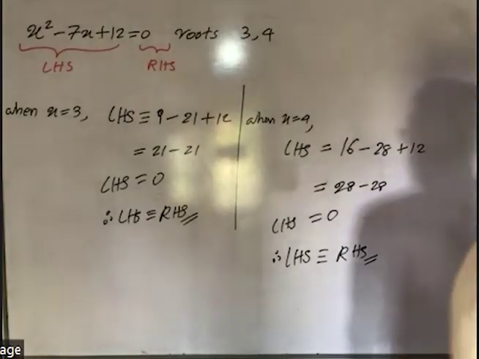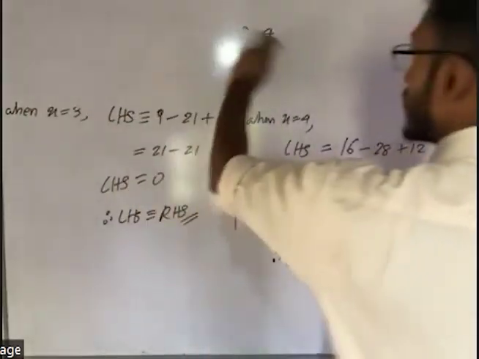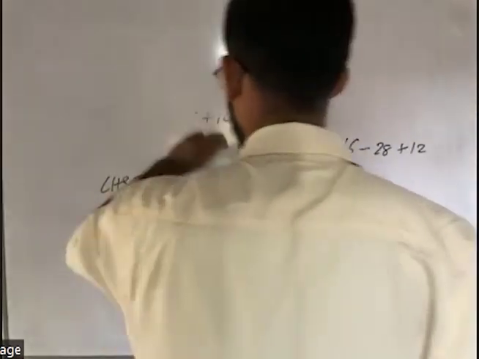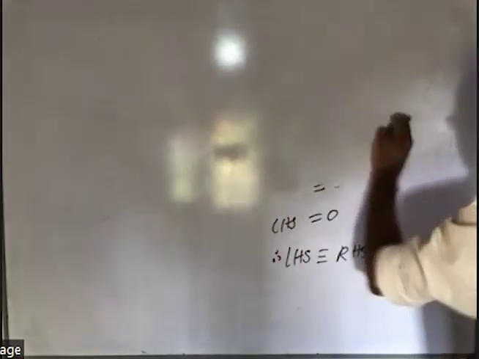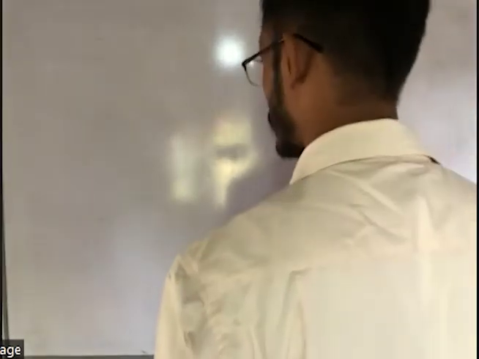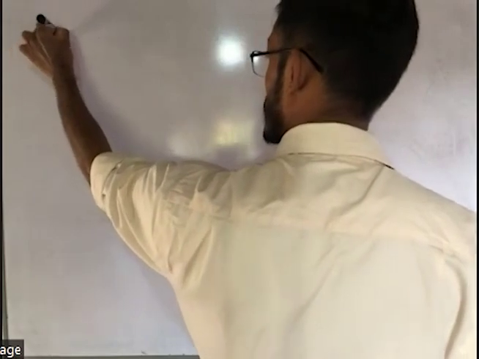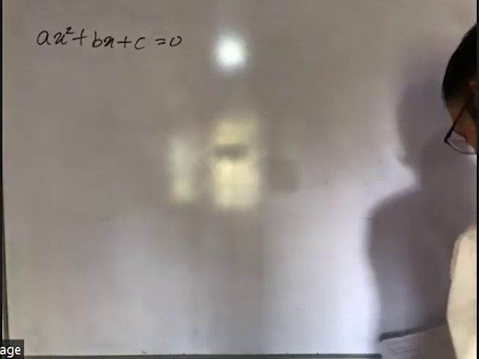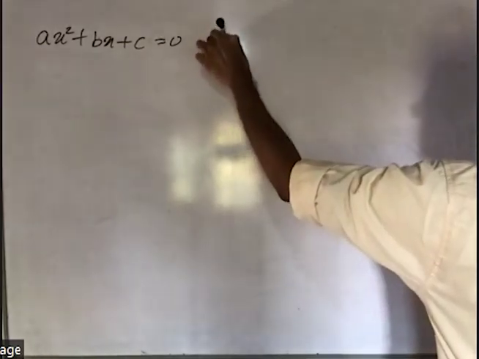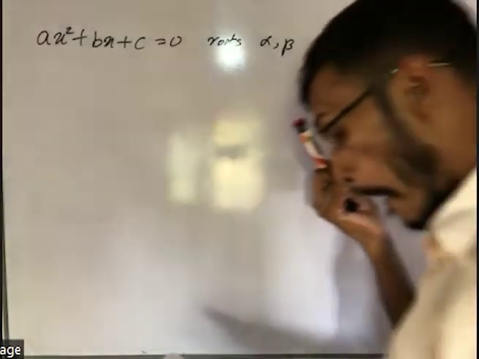Now look at this. This is an example. If you take a standard equation, let's see what will happen. Let's take a quadratic equation ax square plus bx plus c equal to 0. Here, let's take roots alpha comma beta. Right, roots are alpha comma beta.